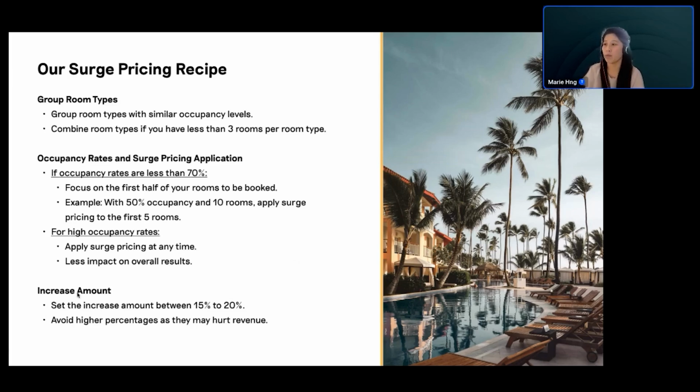Now, in terms of how much to increase, as I've mentioned before, the range you want to look at is about 15 to 20%. Anything higher than that, I'd say you'd have to be very cautious about whether it would suit your property. I think if it was a luxury property, then yes, you may be okay with doing a higher percentage increase, but otherwise, be very mindful of going above 20% in total.